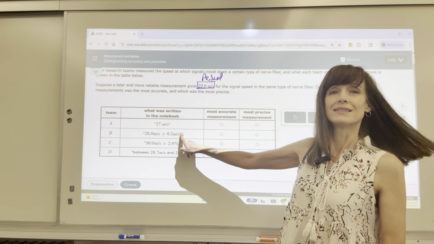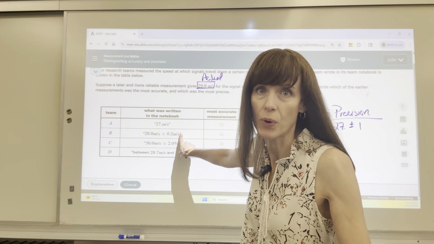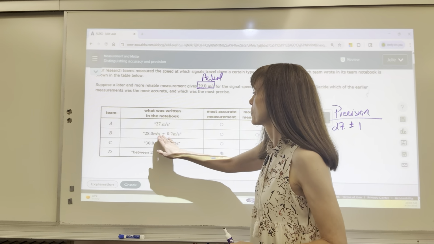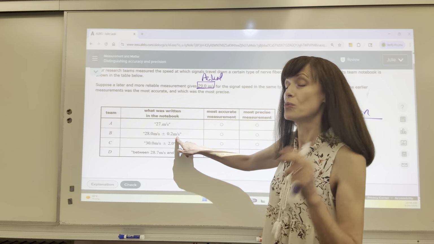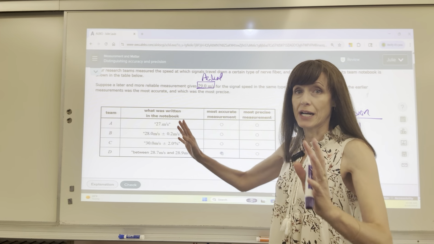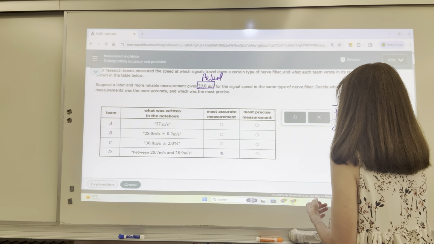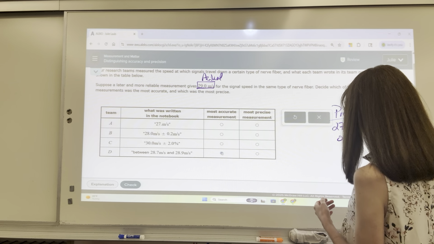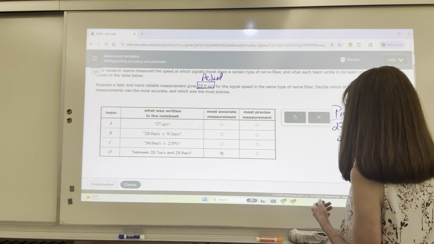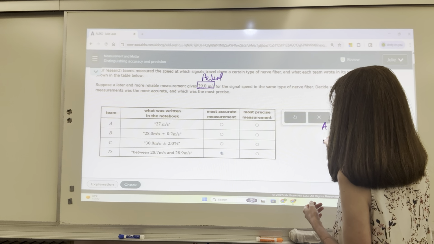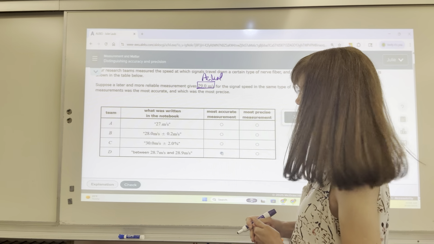Now this one is the only easy thing in this whole problem. When you have a number plus or minus a value with a unit, that's your precision. Done. All I have to do is write down 0.2. Okay, so I have the 1 and I have the 0.2. There's my A and there is my B.